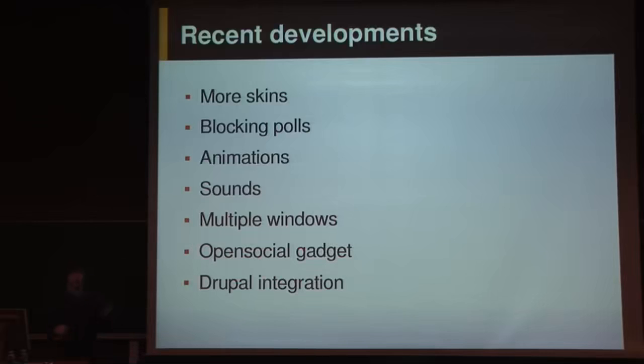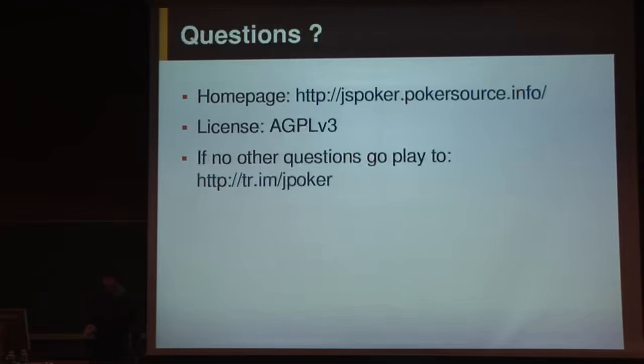And there is an OpenSocial gadget, which is just an XML file which embeds the jpoker code and allows you to embed it in an existing social network. And there is Drupal integration, where Pierre has worked a lot, and it relies on the OpenSocial gadget in order to integrate it into Drupal.